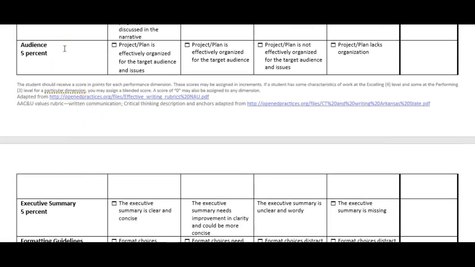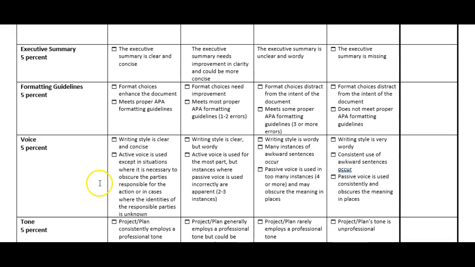We're going to want to make sure that you use appropriate language for your audience. If this is a summary intended to go to senior managers, you don't want to be talking to them like they are your friends at the lunch table. The executive summary, again, should be clear and concise. Remember, just a page, just the main points of your project. Needs to follow proper APA.